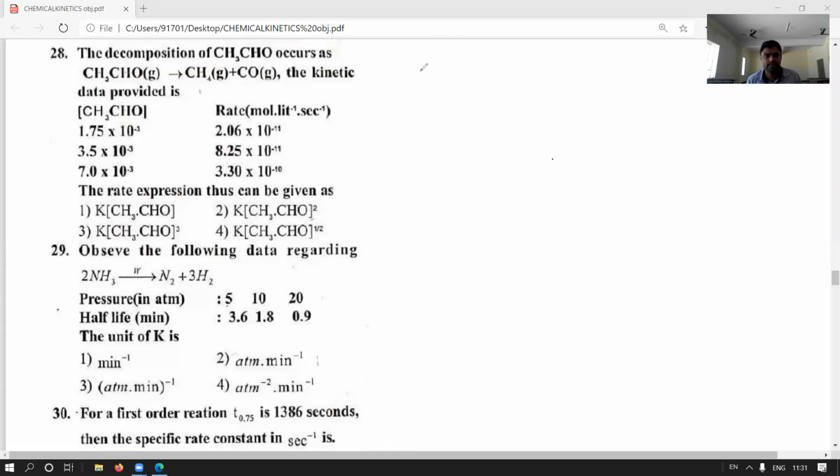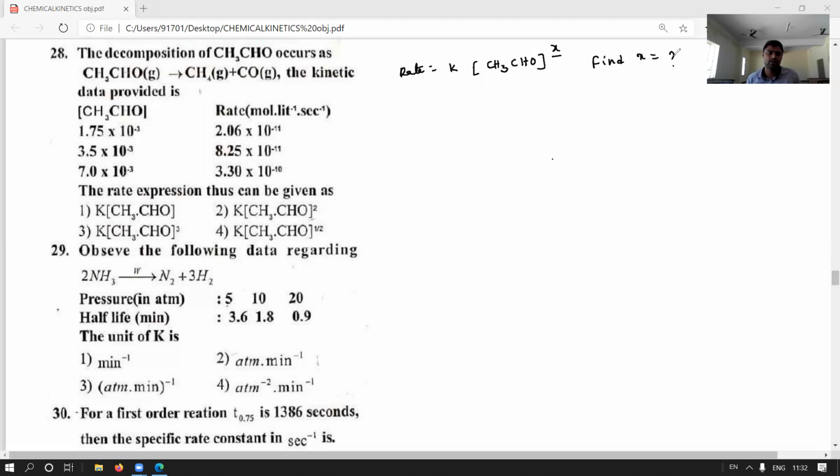So for this case, the rate expression: rate is equal to K into the concentration of acetaldehyde whole power x. Maybe it's the order, so you consider it as x. Then we have to find out the x value. Then we'll get the rate expression or rate equation.